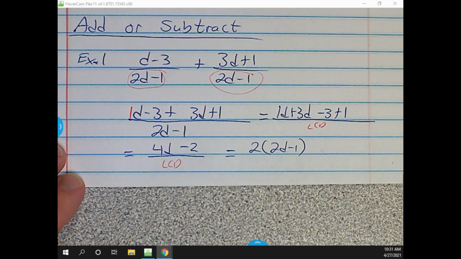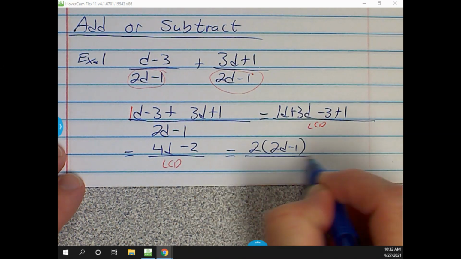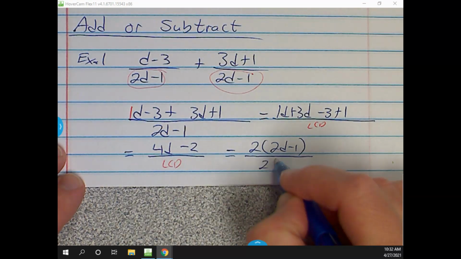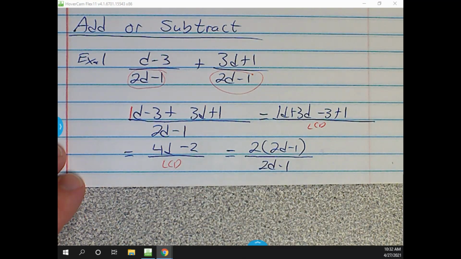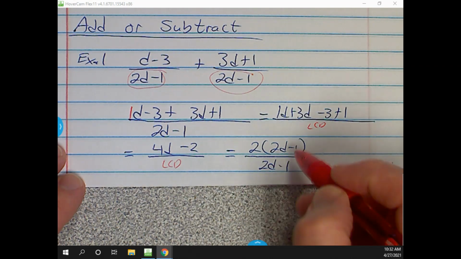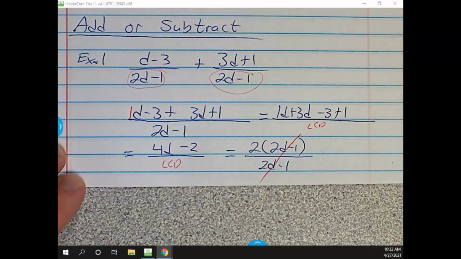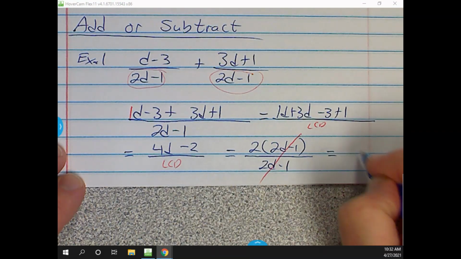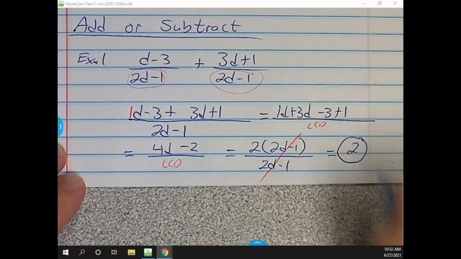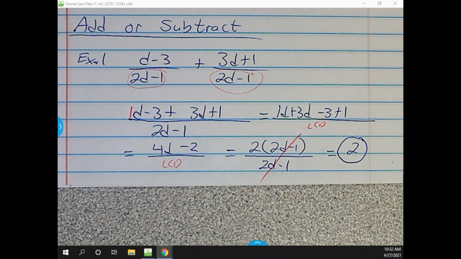Okay, and now you've done everything you can do on the top. We've combined like terms. We've factored. We've done everything we can do. Now you can come back and say, all right, this was over 2d minus 1. And there's where you get to cancel, because now you've got 2d minus 1 over 2d minus 1. You can knock those out. So the final answer for that question would be just a plain old 2.